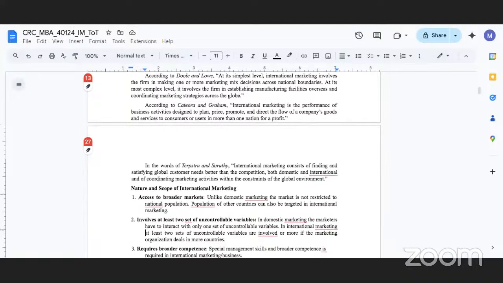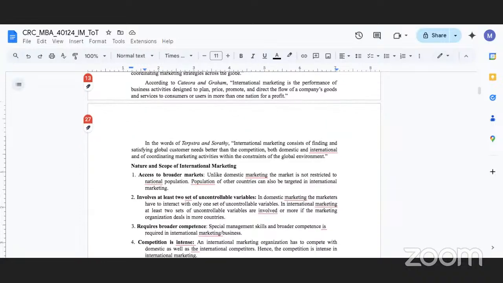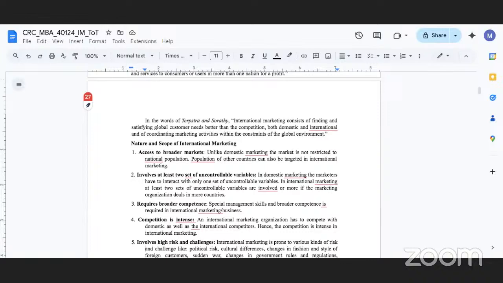And according to Cateora and Graham, international marketing is the performance of business activities designed to plan, price, promote, and direct the flow of a company's goods and services to consumers or users in more than one nation for a profit. So, if you are looking at all the definitions that are listed here, it talks of the same aspects of how we are leveraging our marketing mix to not restrict ourselves to just the domestic market, but take it to an international level. Now, let's talk in terms of nature and scope of international marketing.